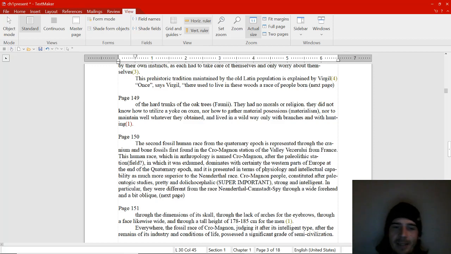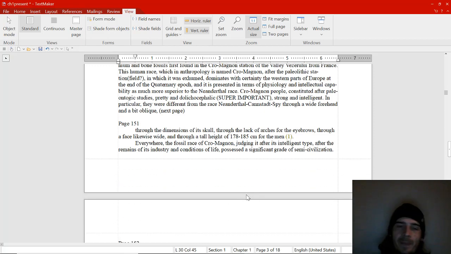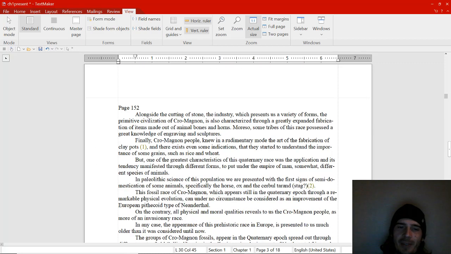Through the dimensions of its skull, through the lack of arches for the eyebrows, through a face likewise wide, and through a tall height of 178 to 185 centimeters for the men, about 6 feet tall. Everywhere, the fossil race of Cro-Magnon, judging it after its intelligent type, after the remains of its industry and conditions of life, possessed a significant grade of semi-civilization.